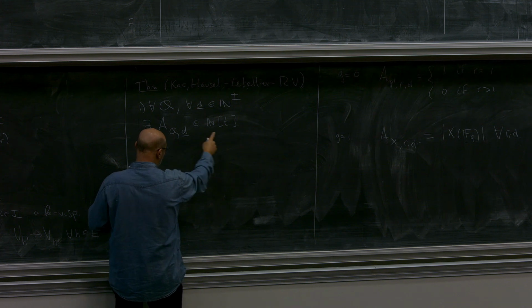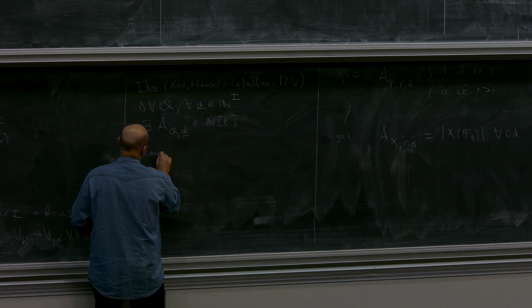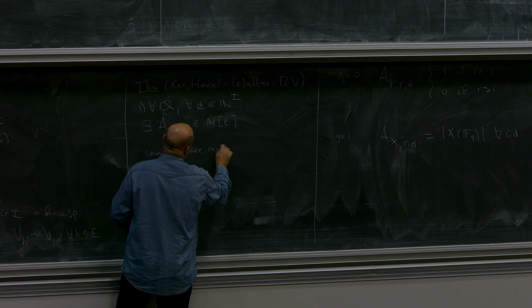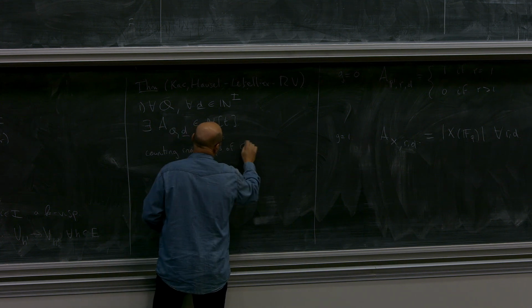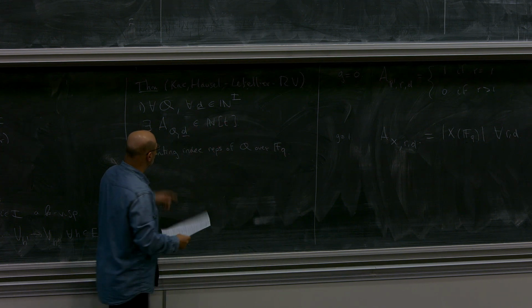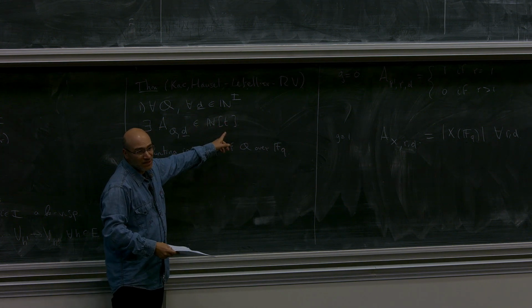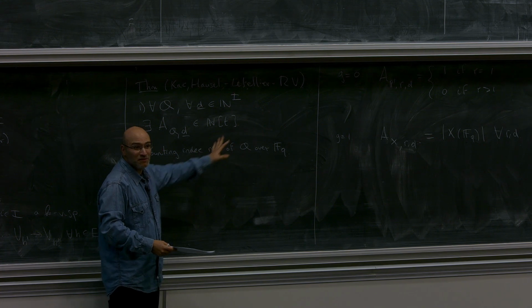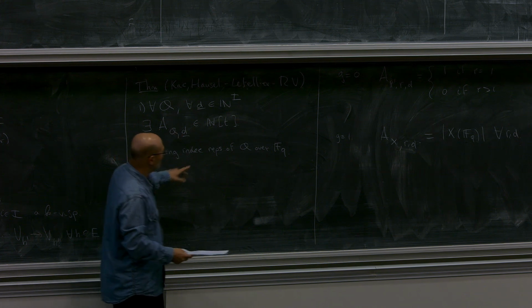So there is a polynomial counting indecomposable representations of Q over F_q. Meaning now it's a polynomial in one variable, and there are no moduli spaces of quivers. The only thing you can vary is the size of the finite field.